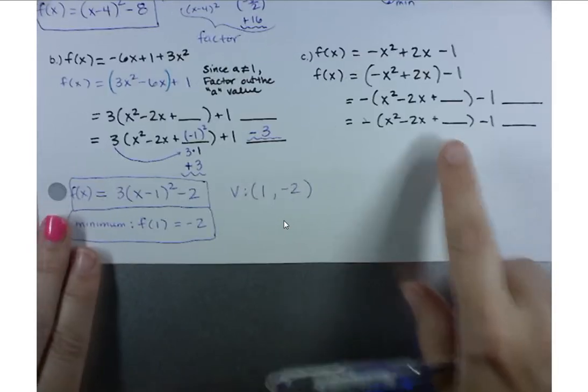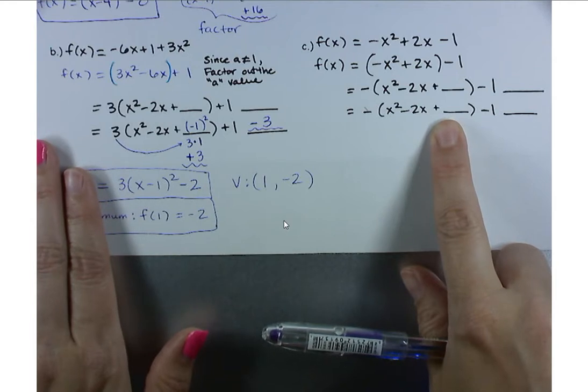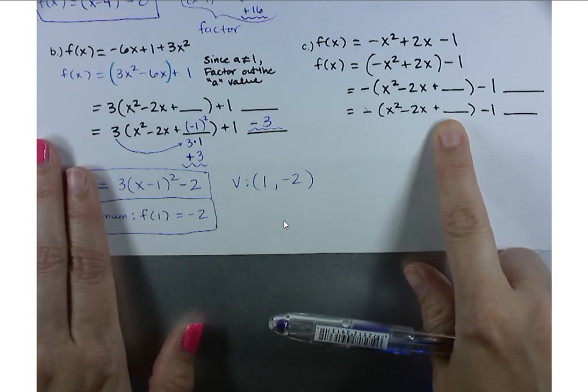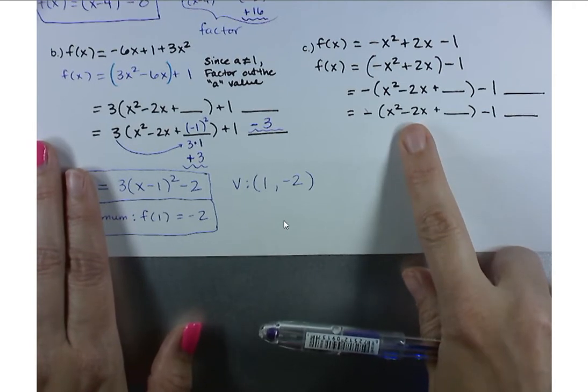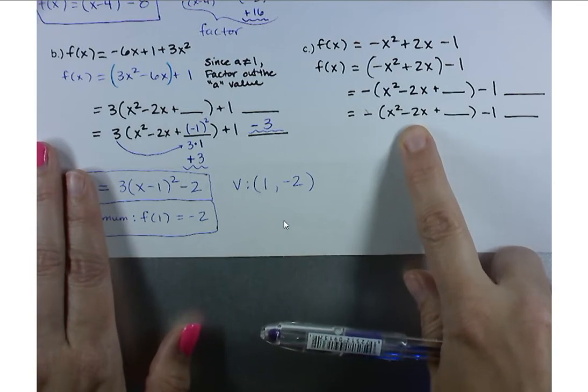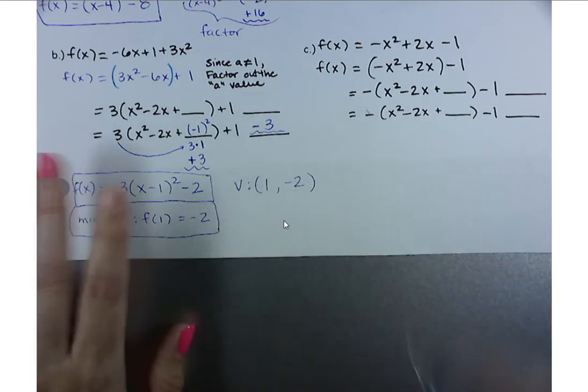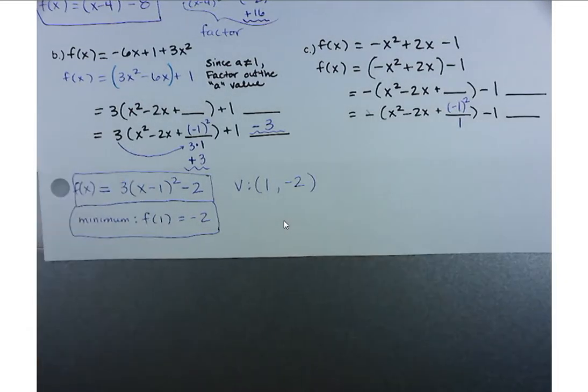Okay, so Kenny, what is going to go in this first blank? It's going to be 2 squared. Cut it in half. It would be half of b, so it'd be negative 2 over 2, which would be negative 1. So negative 1 squared, which is a positive 1. But then, Charlie, what do we have to remember?